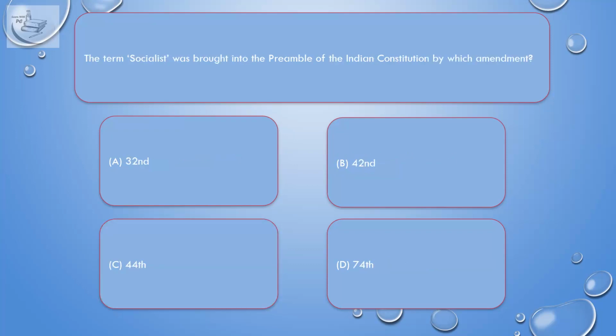Question: the term socialist was brought into the preamble of the Indian Constitution by which amendment? A. 32nd, B. 42nd, C. 44th, D. 74th. Correct answer is B. 42nd.